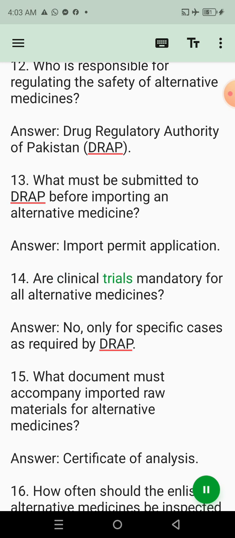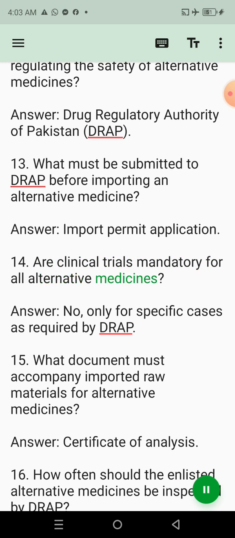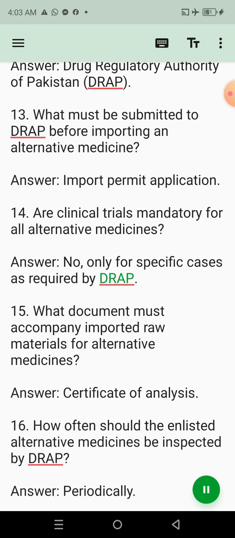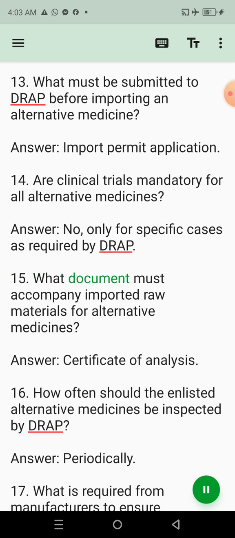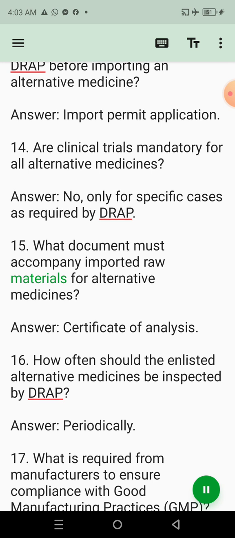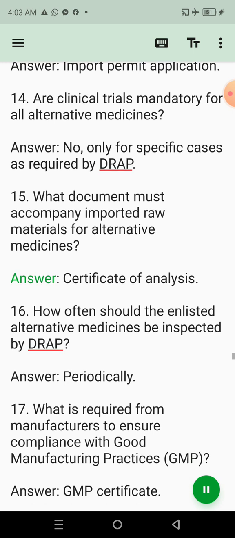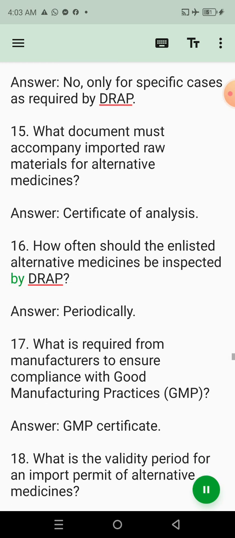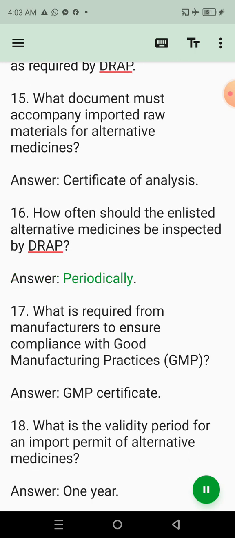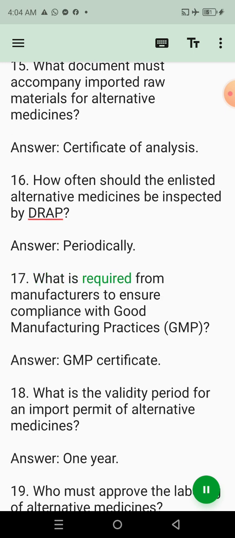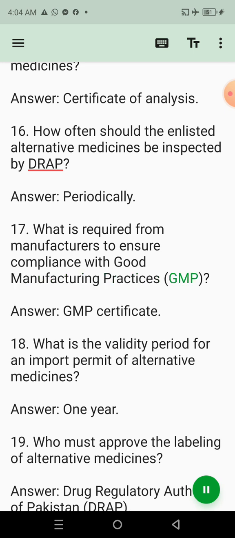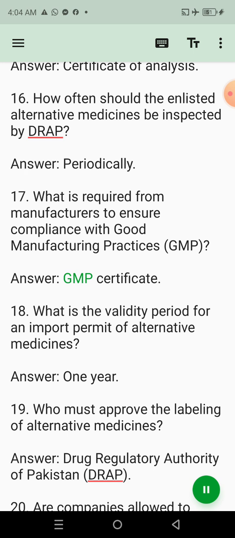14. Are clinical trials mandatory for all alternative medicines? Answer: no, only for specific cases as required by DRAP. 15. What document must accompany imported raw materials for alternative medicines? Answer: certificate of analysis. 16. How often should the enlisted alternative medicines be inspected by DRAP? Answer: periodically. 17. What is required from manufacturers to ensure compliance with Good Manufacturing Practices (GMP)? Answer: GMP certificate.